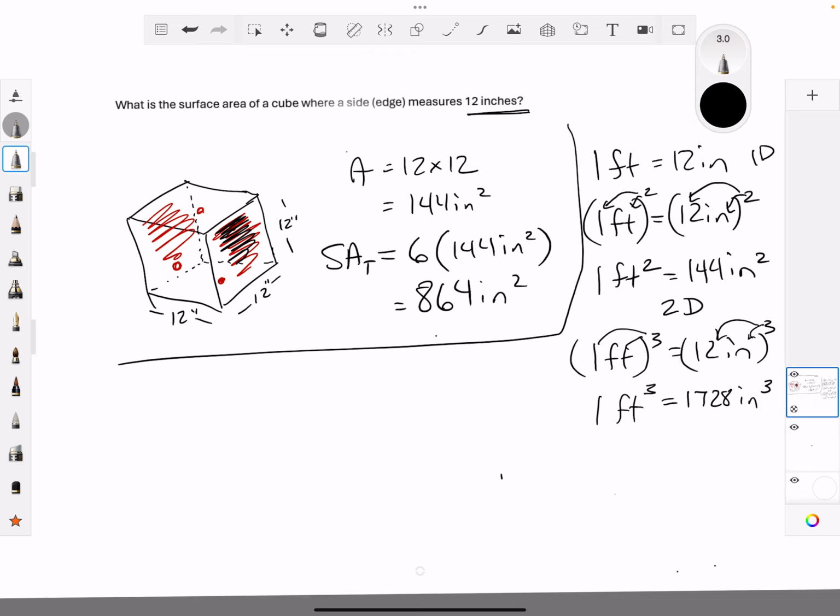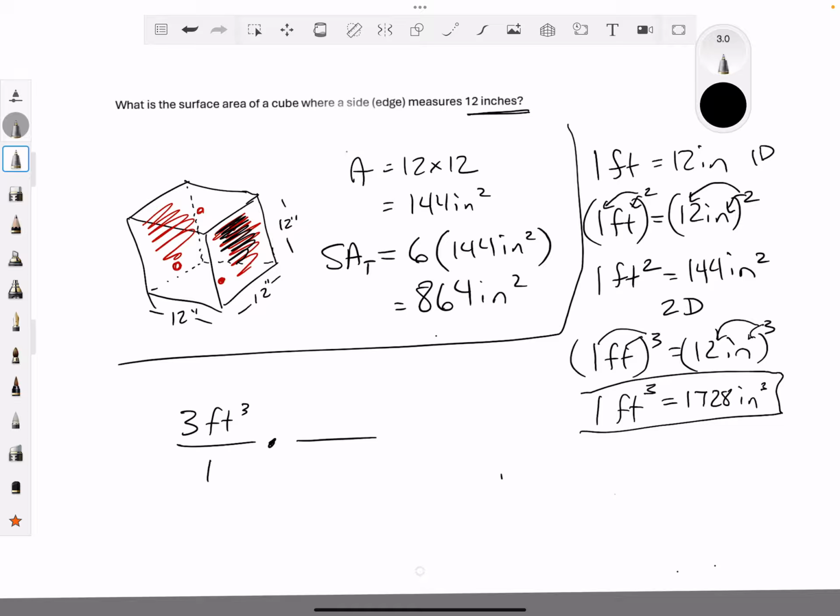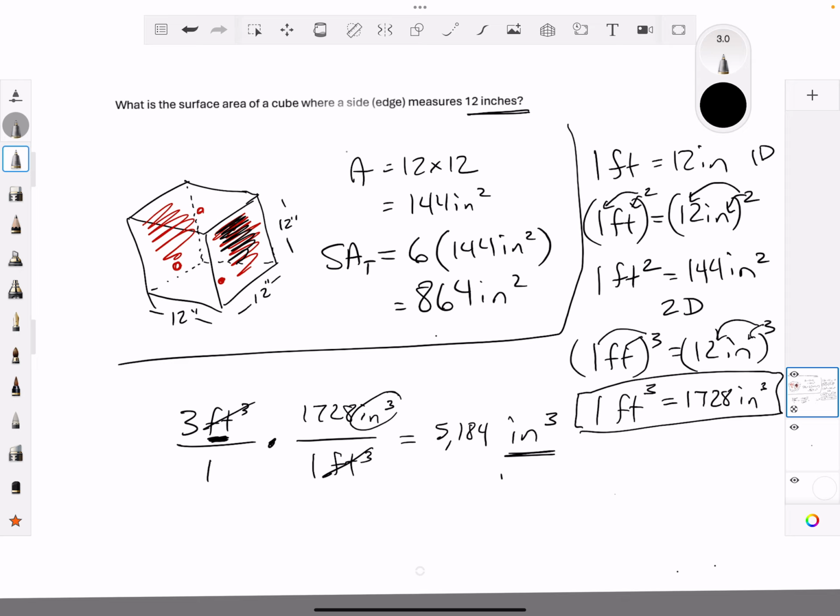So if we got an example of 3 feet cubed, and I wanted to convert that to inches cubed, what I would need to do is put it over 1, and then I need to use this conversion right here, and I'm going to have to decide which one goes on the top and which one goes on the bottom. Because feet are on the top, I want to cancel it by putting the feet cubed on the bottom. So I'd have 1 foot cubed. That will cancel with this. And times 1728 inches cubed. And this is what's left. So we know that's going to be the unit that we have left. And I just do 3 times 1728. And that would come out to 5,184 inches cubed.